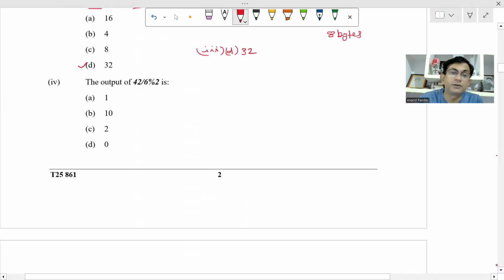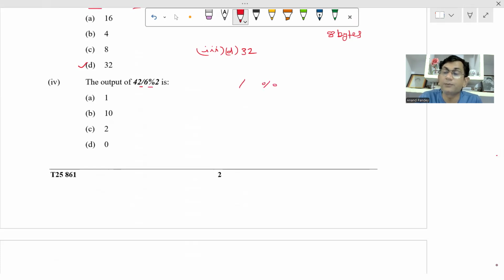The output of this code. 42 modulus 42 divided by 6 modulus 2. Listen carefully. Here division and modulus both have the same precedence. The priority of both the operators is the same. So what happens in that case? We move from left to right, and whichever comes first, we solve first. This is the rule. So here, division will take place first, then the modulus operator. 42 divided by 6 gives 7. And 7 modulus 2 will be what? If you divide 7 by 2, the remainder will be 1.